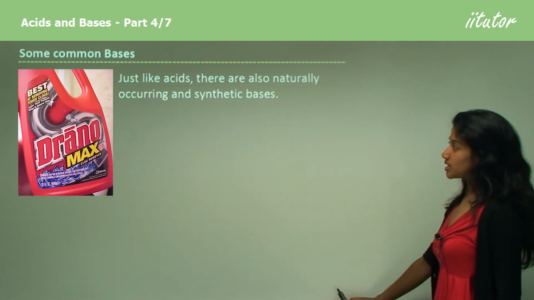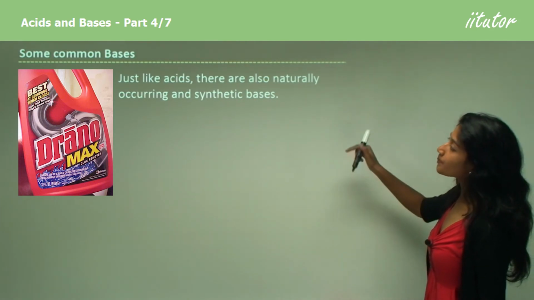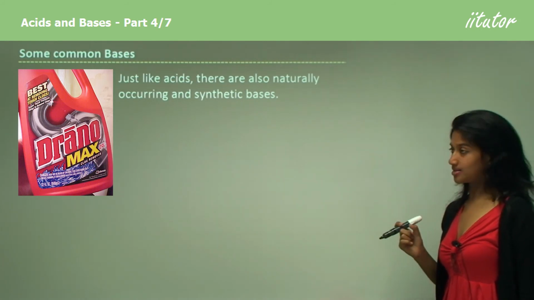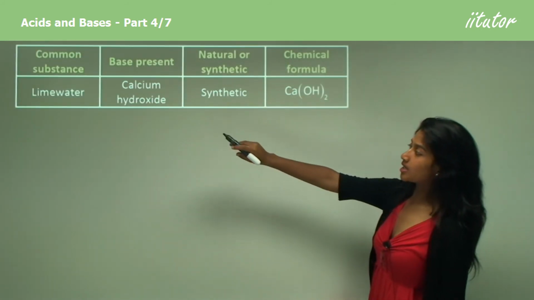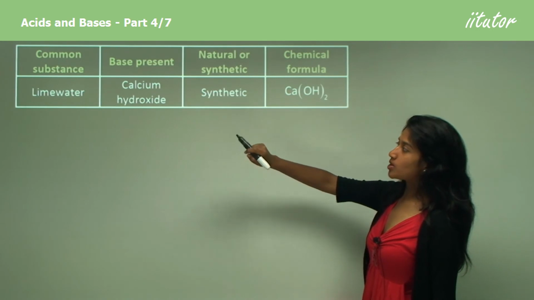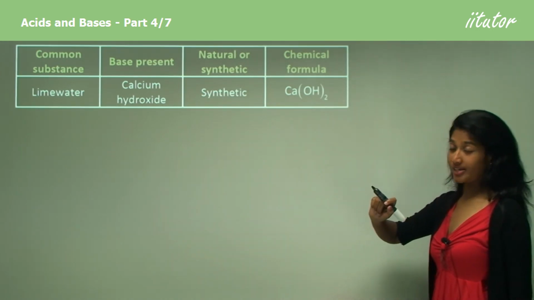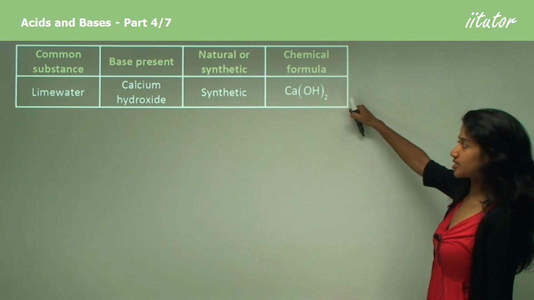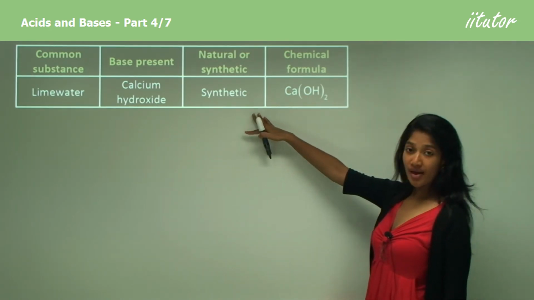We also look at some common bases. Just like acids, there are also naturally occurring and synthetic bases. First, let's take a look at lime water. Lime water has calcium hydroxide in it. Again, you need to know how to write the chemical formula for calcium hydroxide. It is a synthetic base.